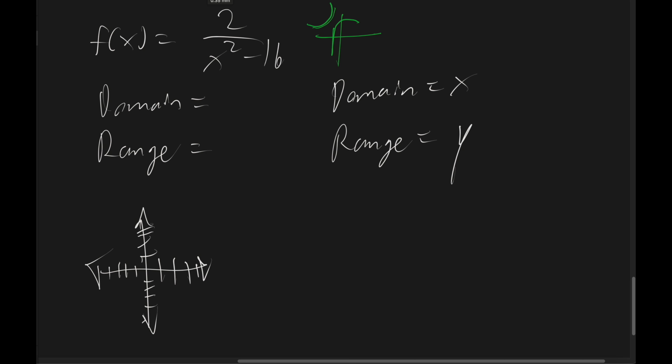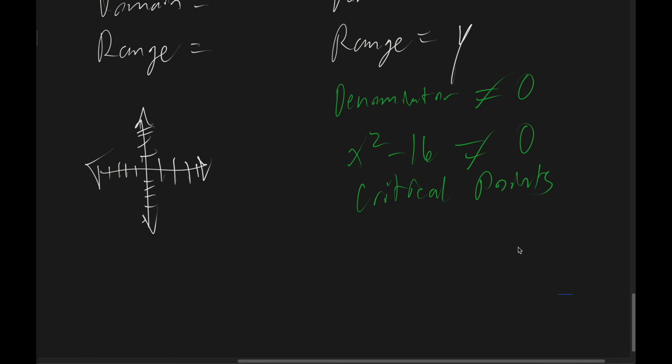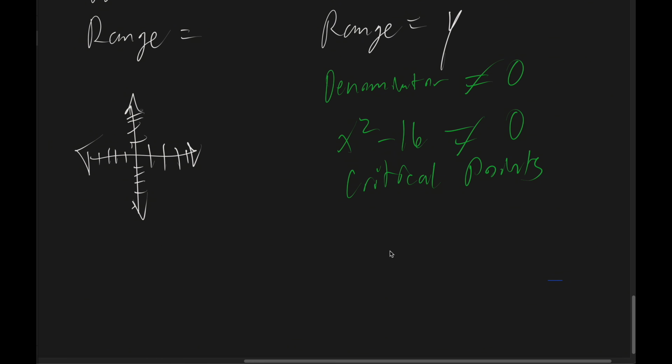So, first thing we need to do in terms of figuring out the domain is to discern that the denominator cannot equal 0. Therefore, x squared minus 16 cannot equal 0. We will have to discern the critical points where the function in itself would be undefined. So where does that take place? Well, we do so by solving it.